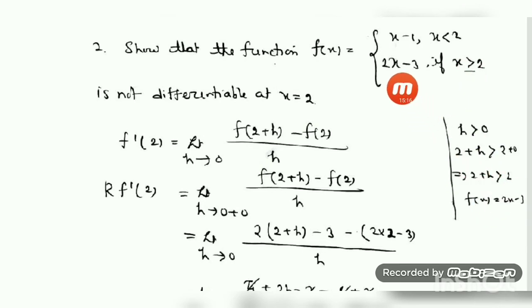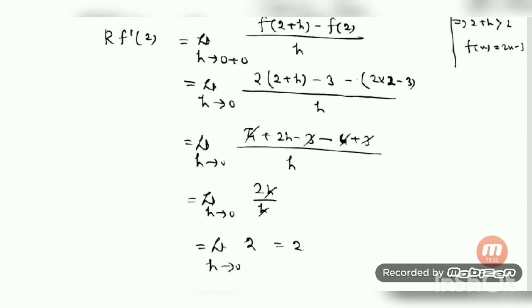So for greater than 2, the function is defined by twice x minus 3. If f(x) is twice x minus 3, what is f of 2 plus h? 2 into 2 plus h minus 3. And f of 2 is also there, 2 into 2 minus 3. So let us do the calculation after substitution. That is equal to 2 into 2 plus h is 4 plus twice h minus 3, minus 4 plus 3. This cancels out, and 2h by h cancels out. This is 2, so the value is equal to 2.